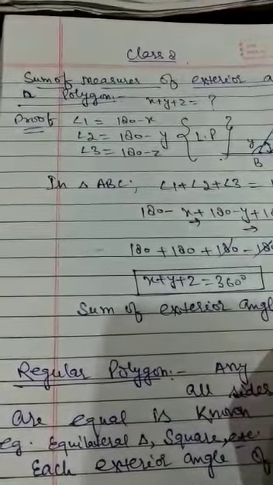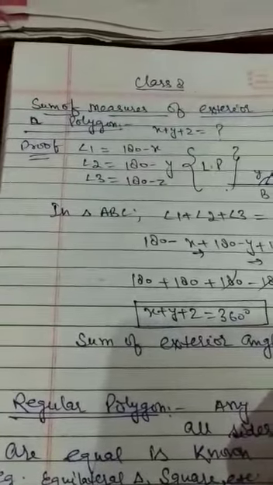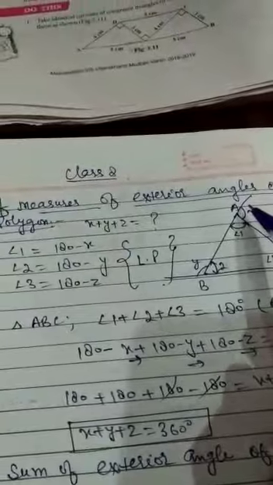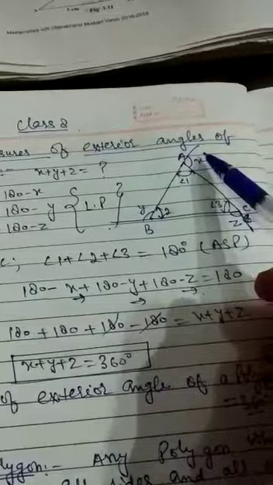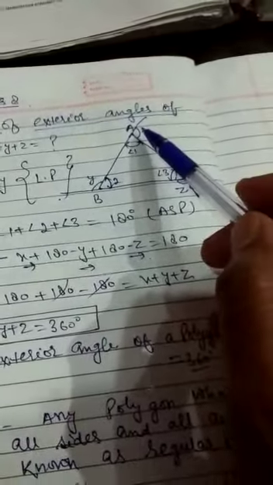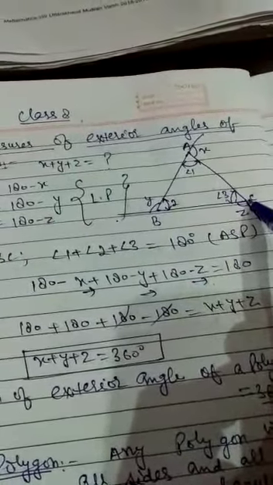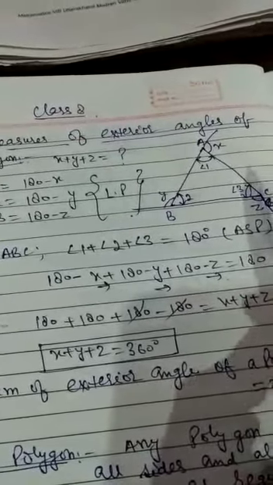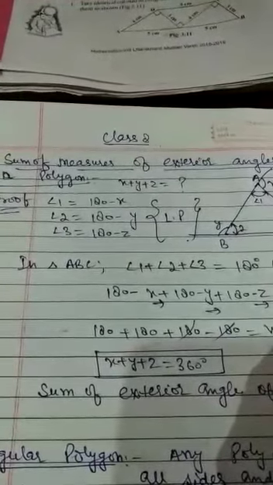Class 8th. Today we'll study the sum of measures of exterior angles of a polygon. A polygon is any closed figure bounded by 3 or more line segments. Here we have to prove x plus y plus z. We have to find the value of the exterior angles x plus y plus z, meaning we need to find the sum of all the exterior angles in a polygon.